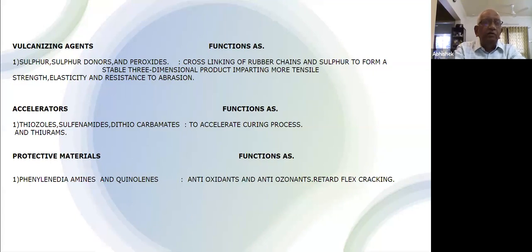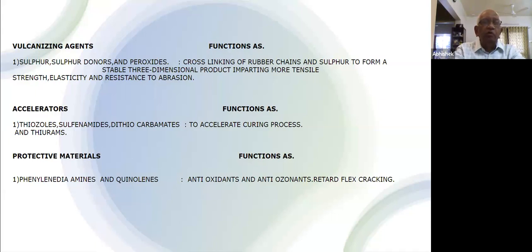Accelerators are basically classified under thiazole, sulfonamide, dithiocarbamate, and thiourea. These are various types of accelerators, which are also called primary accelerator and secondary accelerator. Their basic function is to accelerate the curing process. Unless you add these accelerators, your molding process is not going to be economical.